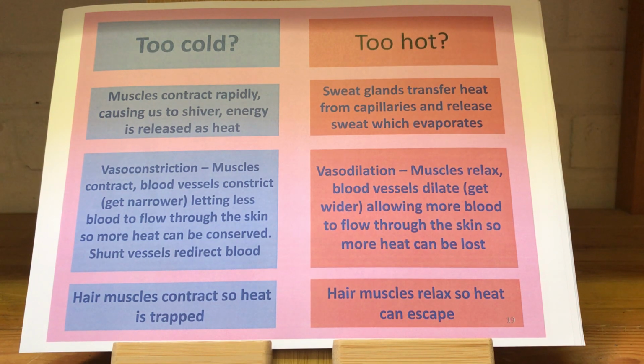We've also got our vasodilation, which we just talked about. The muscles this time are going to relax, allowing more blood to flow because the blood vessels are wider, therefore more heat loss. And then lastly, the muscle hairs relax, our hairs lie flat so that heat can be lost more efficiently.